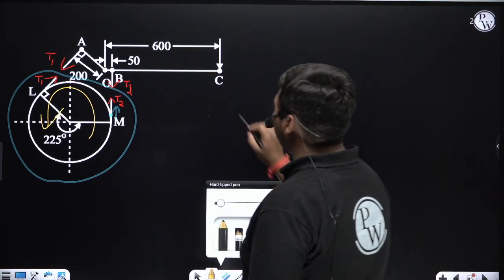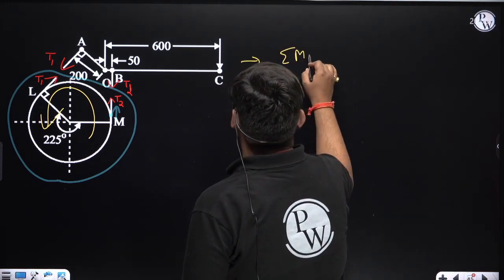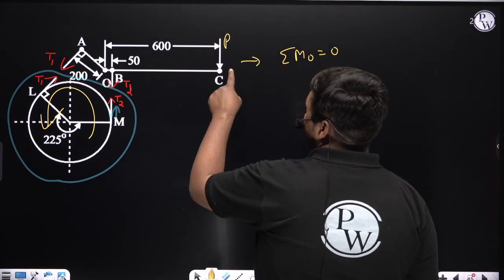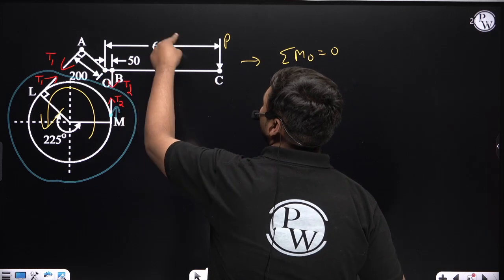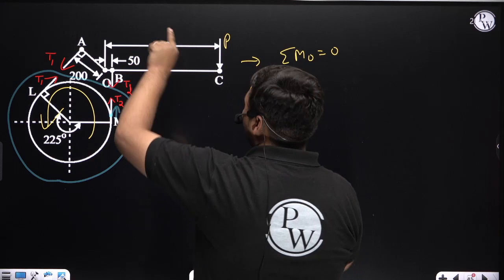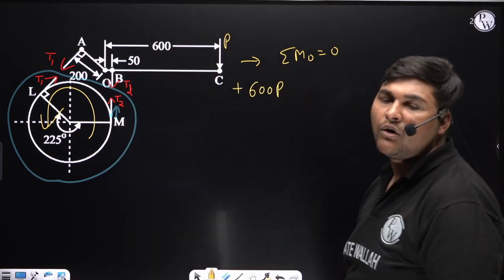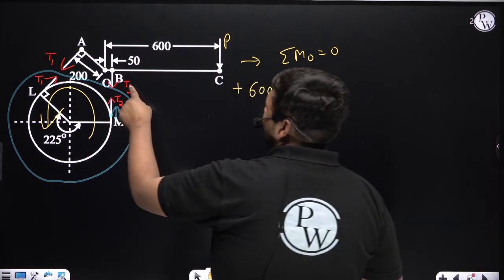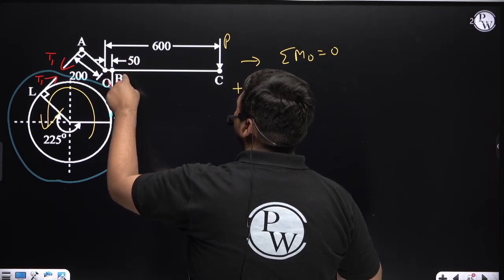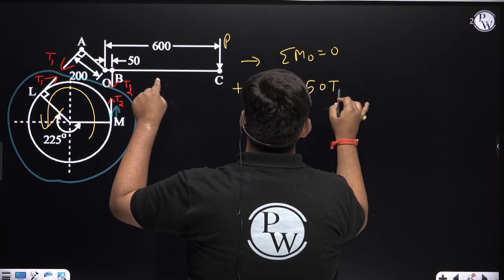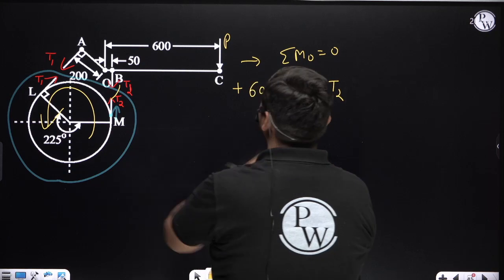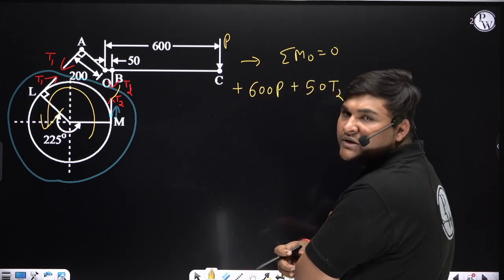Now in this FBD, we will take net moment about fulcrum O equal to 0. I am denoting braking effort as P. Its perpendicular distance from O is 600, so its moment will be 600 P. Direction of moment will be clockwise. Suppose I am taking clockwise as plus and anti-clockwise as minus. Now T2, its perpendicular distance from fulcrum is 50, so moment of T2 will be 50 T2. Its direction about O is clockwise. Since it is clockwise, I am taking it as positive.